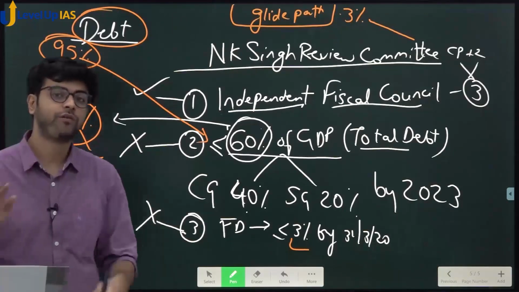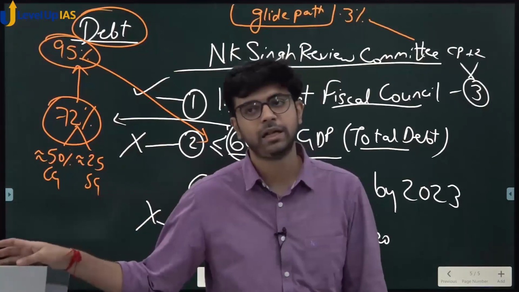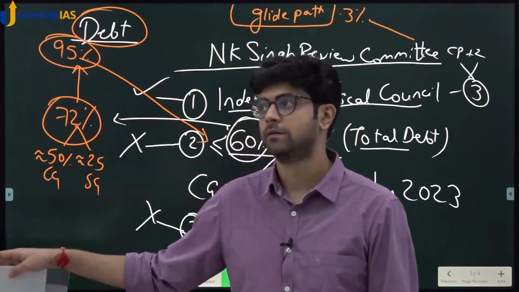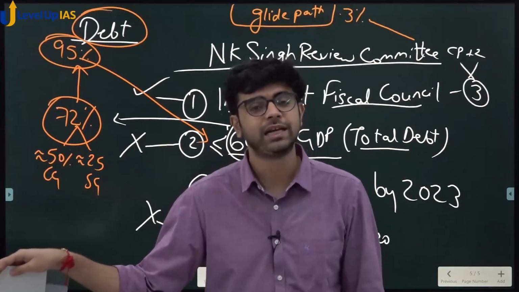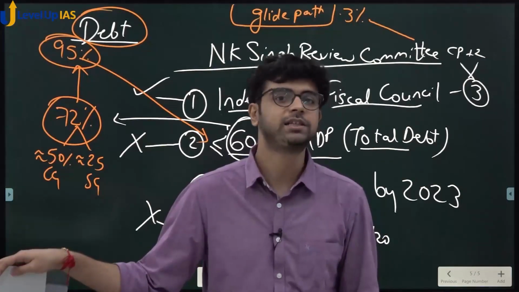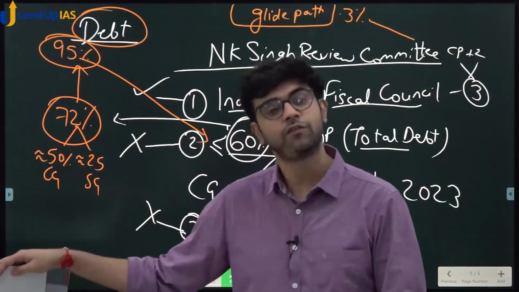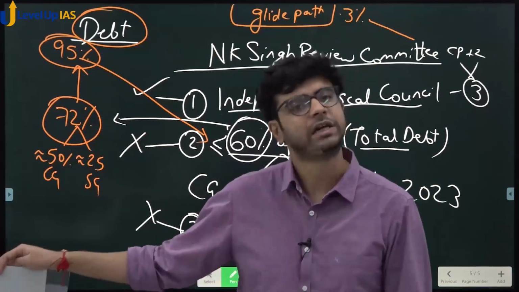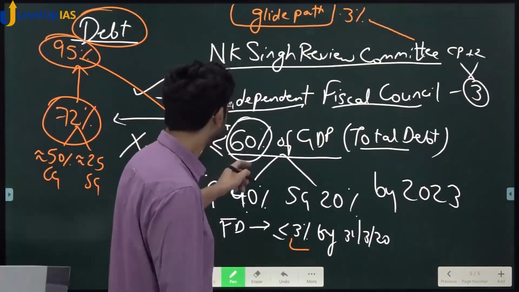So true or false? Chalo, prelims questions, true or false? Encasing review committee: the aim of the committee was to set debt as a primary target instead of fiscal deficit. The aim of the committee was to set debt as a primary target, because FRBM already set fiscal deficit as a primary target.